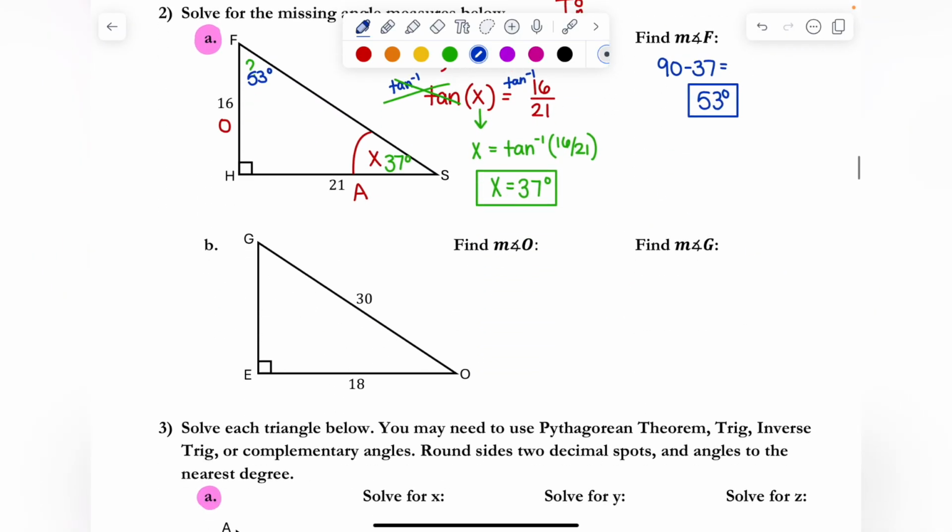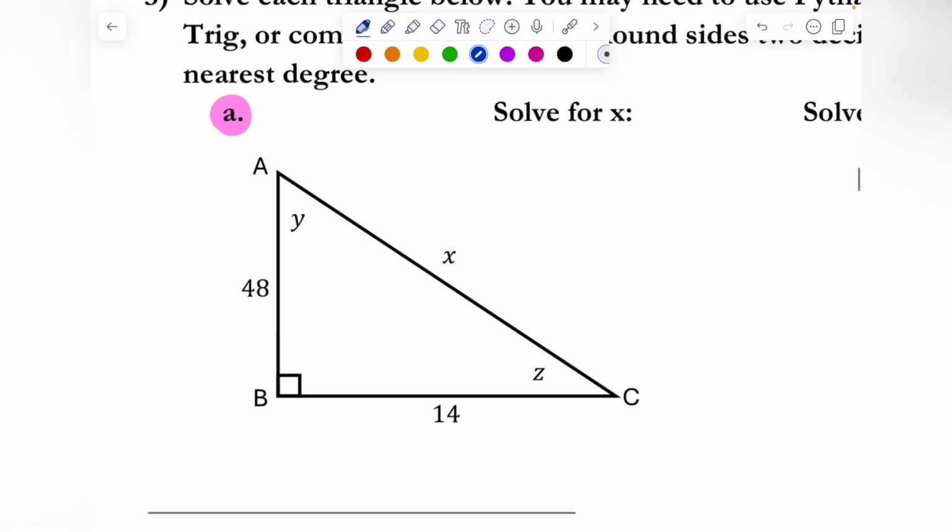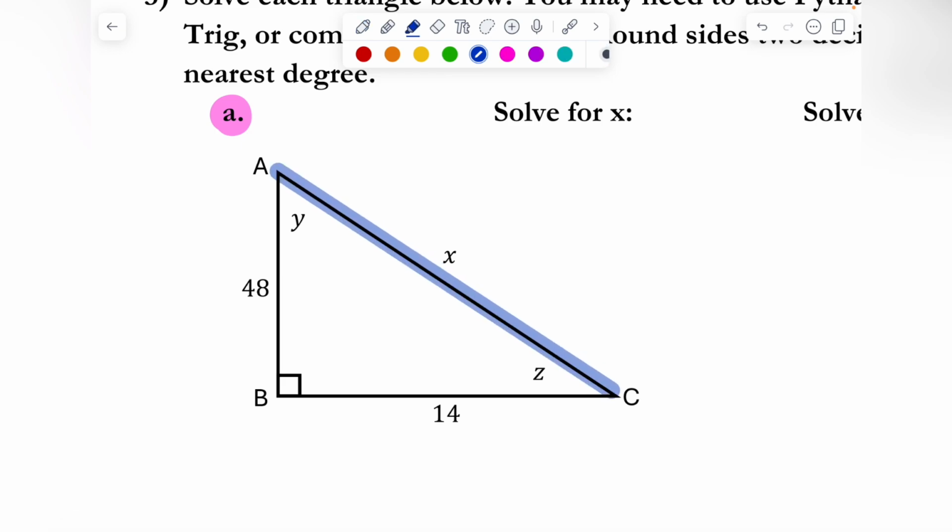You can try part B on your own. Let's skip down to number 3, part A. Now this one, it says solve for X, Y, and Z. Now for X, this is a side length, and I am going to use the Pythagorean theorem for this one. And that's because I know 2 out of 3 sides.